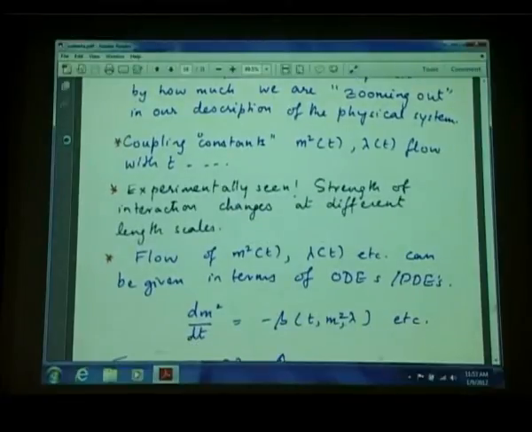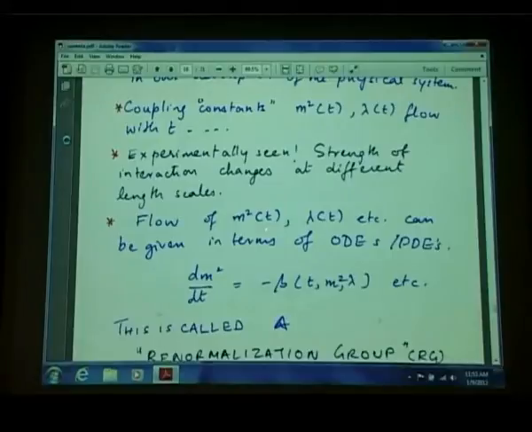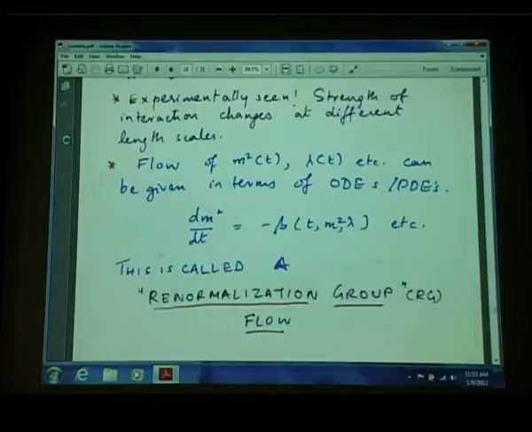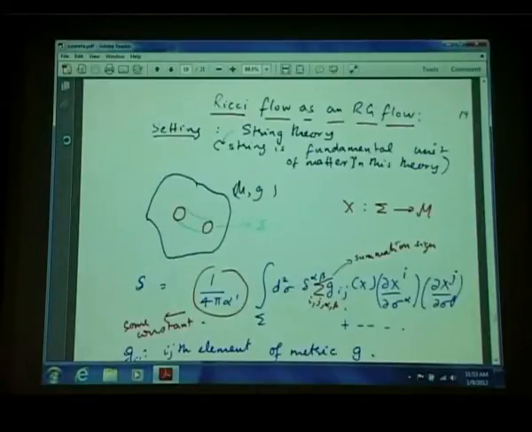So since these coupling constants change with respect to this flow parameter t, normally the flow is described by some differential equations which are either ODEs or PDEs. And these kinds of differential equations are called renormalization group flows. This is a very ubiquitous class of flows in physics.